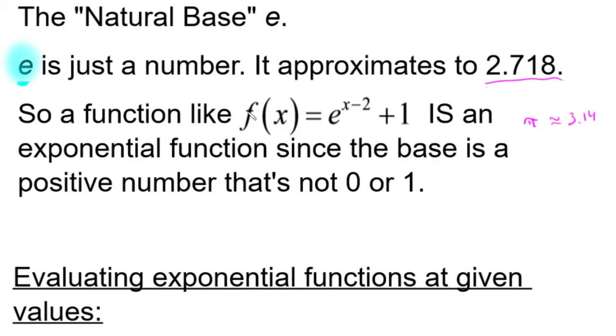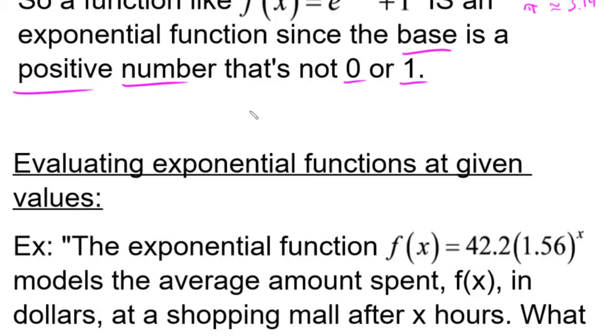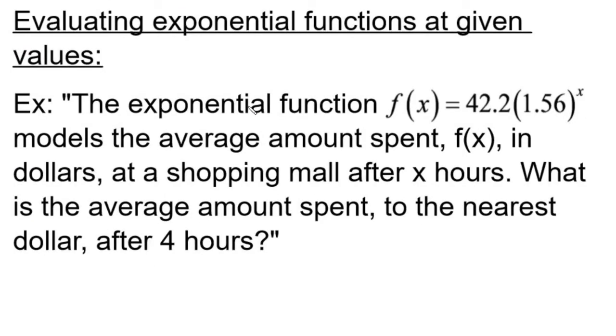So a function like f of x equals e to the x minus 2 quantity plus 1 is an exponential function, since the base is a positive number that's not 0 or 1, and your exponent has a variable in it. So this is an exponential function. All right, I just wanted to introduce that. So e is an okay base. Now, here we have an example. I would not write this example down because it takes up quite a bit of space. I would maybe write down this.